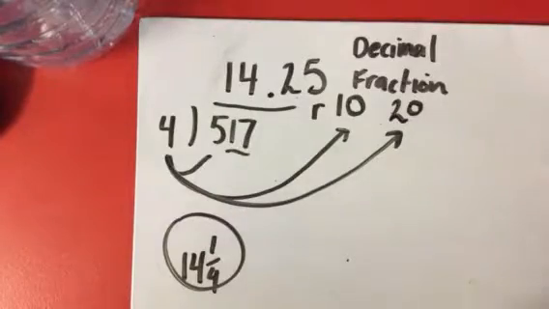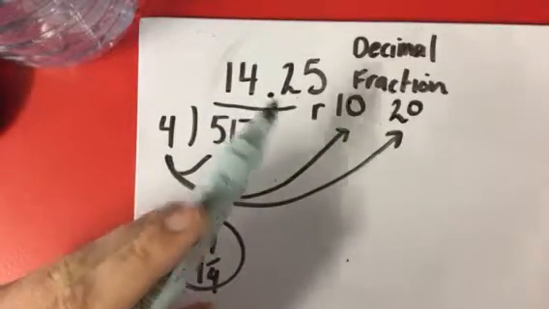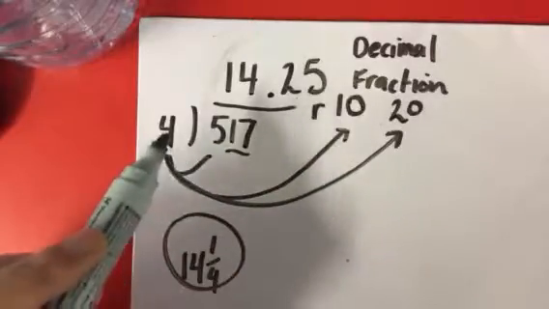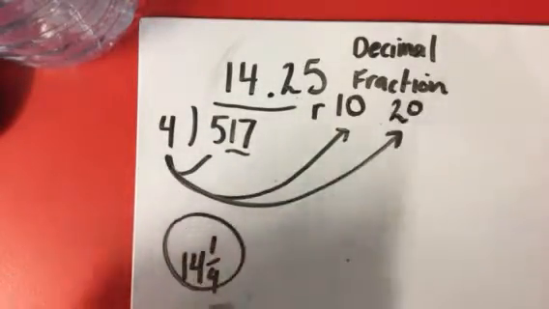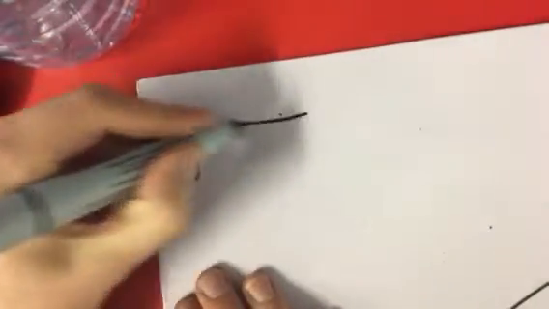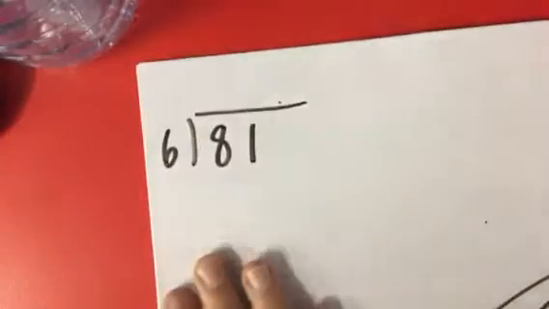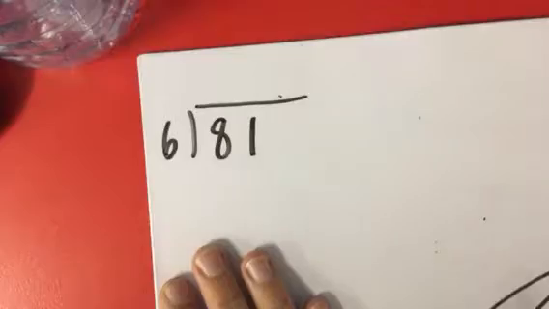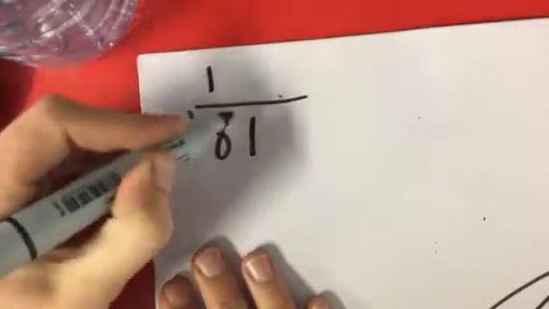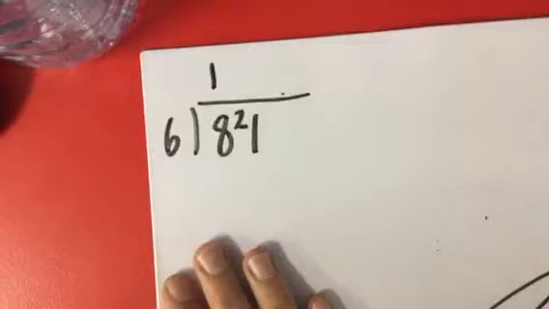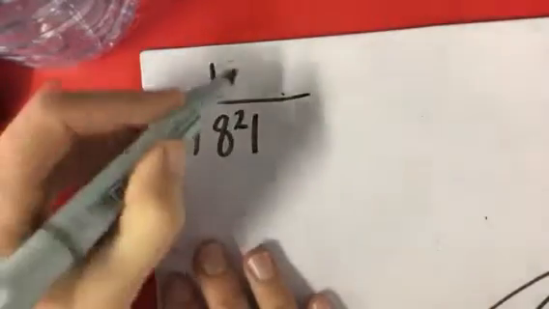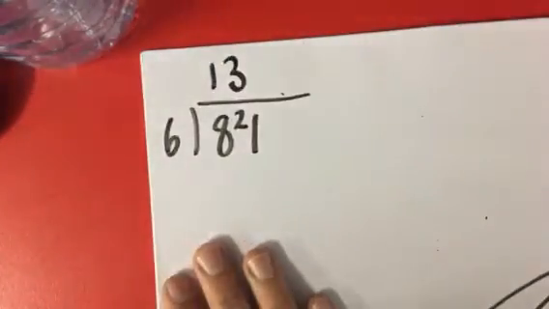All right, we'll go through that again. Decimal point down, add a 0, and now we're asking ourselves, how many times does 4 fit into 10? All right, 6 into 8 goes once with 2 left over. 6 into 21 goes 3 times. 3 6s are 18, 19, 20, 21.